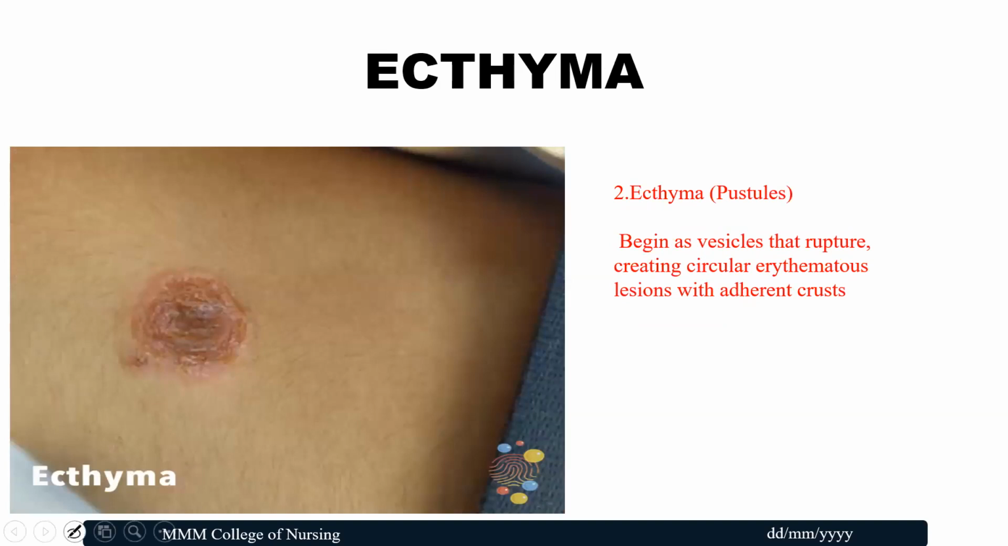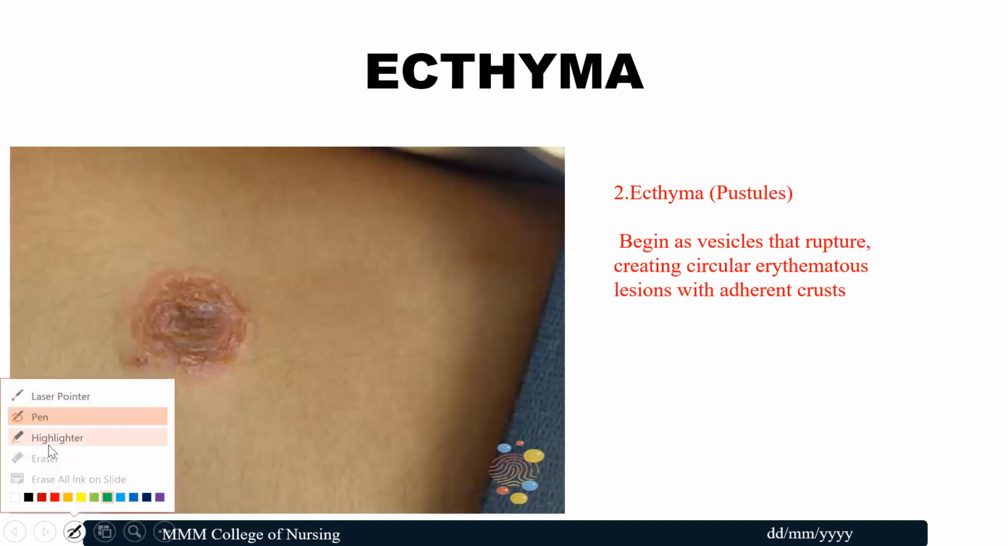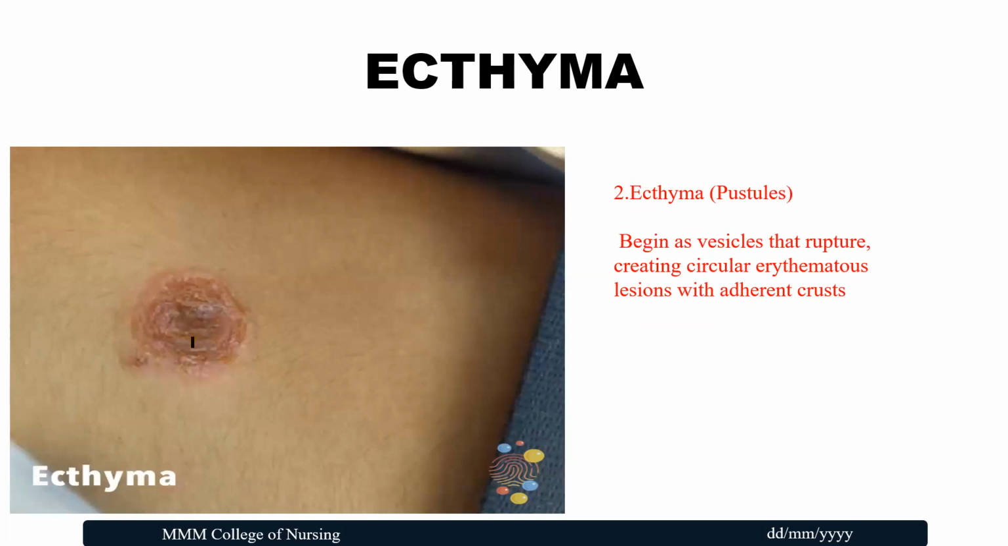Eczema. So this is eczema. This will be initially like a pustule and then begins as vesicles that rupture, creating a circular erythematous lesion with adherent crusts in it. So this is known as eczema.